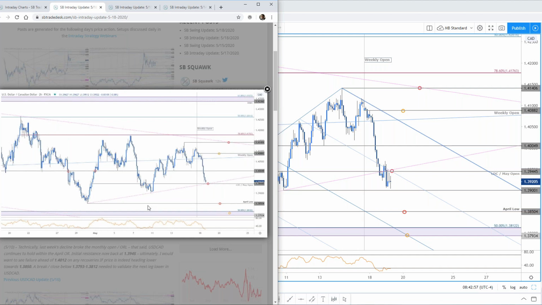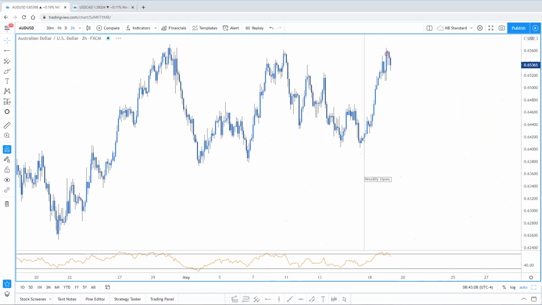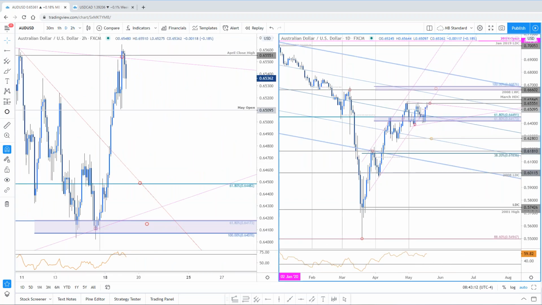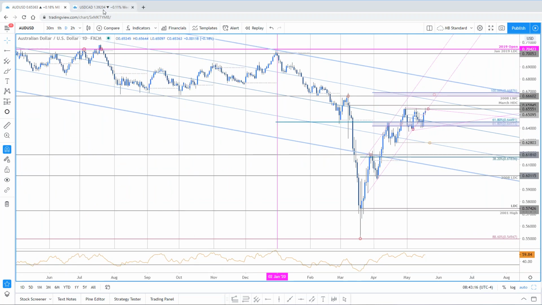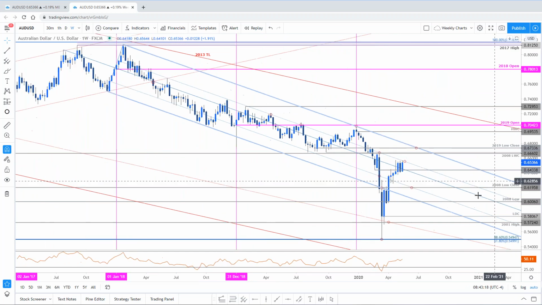All right, Aussie dollar number 4. Here's what Aussie looks like. All of these trades, guys, are doing the same thing. They're testing the extremes of the near-term coil in price.